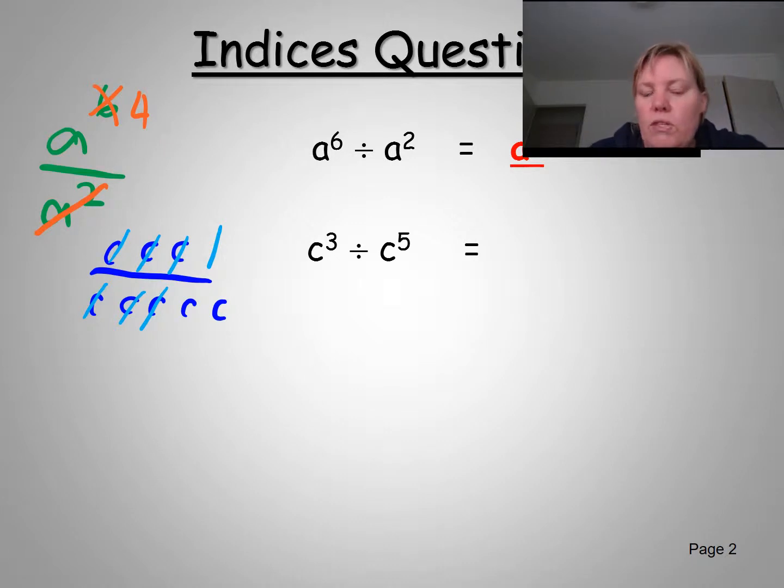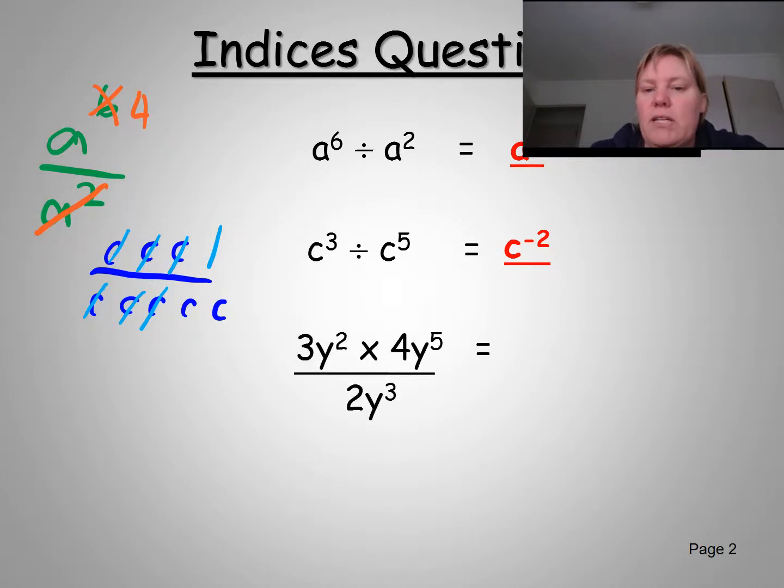So a 1 goes on the top line. So you're going to find the answer is going to be C to the negative 2. Or it can be written even better as 1 over C squared, which is a little bit easier to write. But these two mean exactly the same thing. All right, let's just move on to the hard one here.